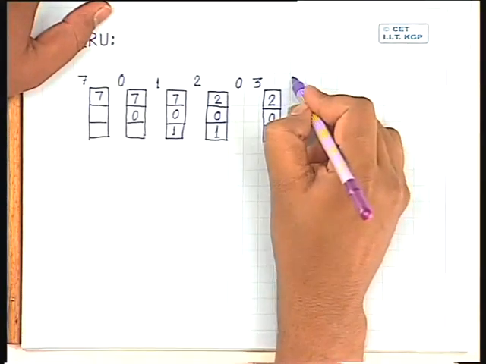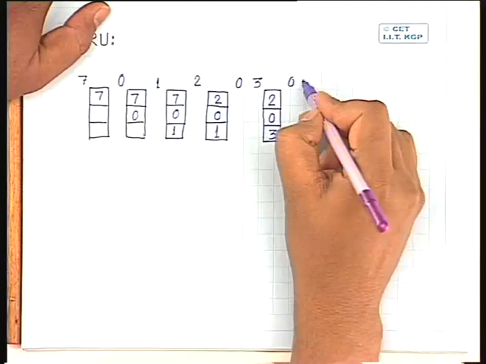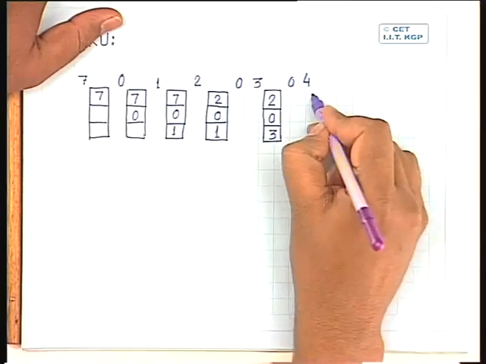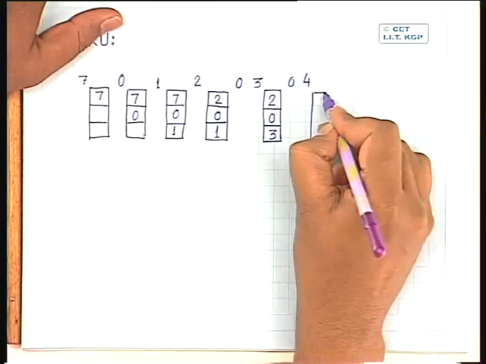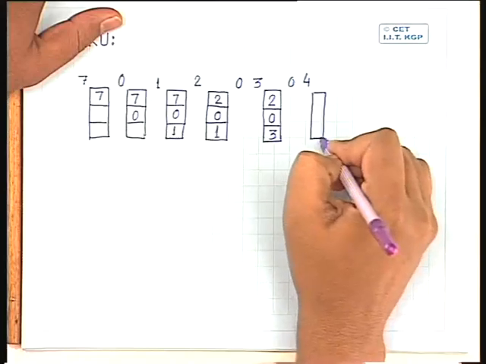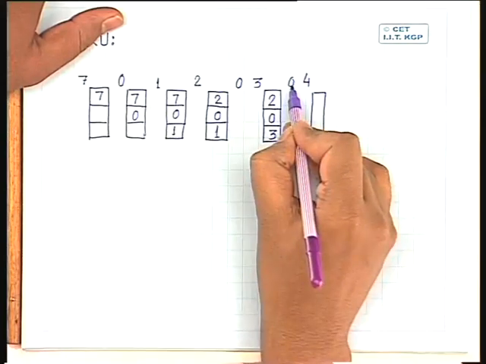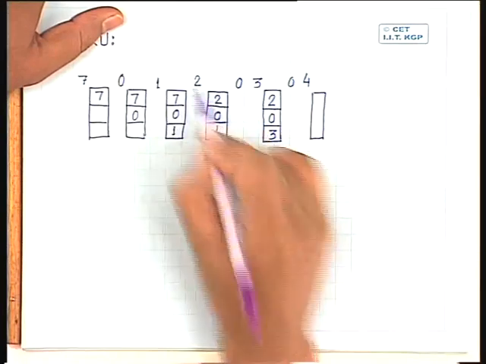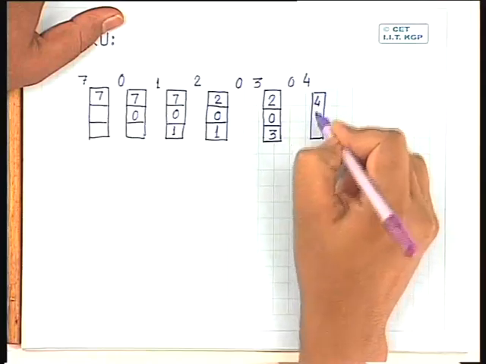Next time, page number 0 is referred. No page fault. Page number 4 is referred. Again, there is a page fault. And this time, it is page number 2 which is least recent. Because 0 is most recent. Before that 3, 2 is least recent. So I replace page number 2 by page number 4.